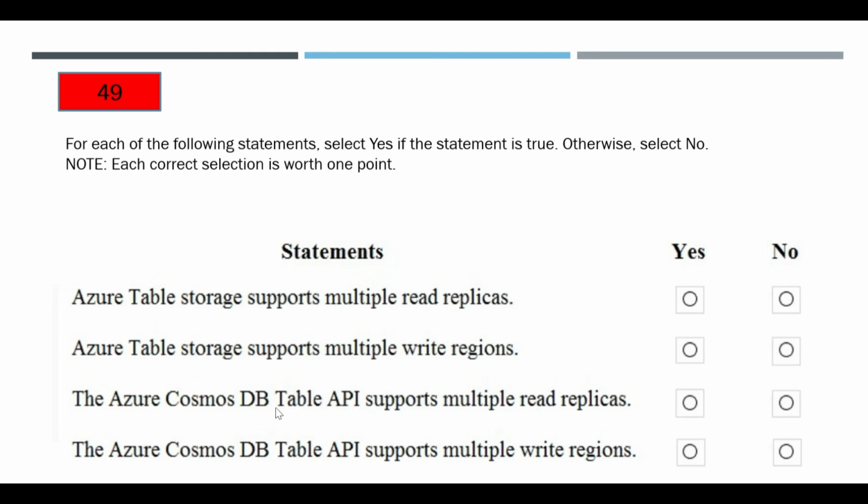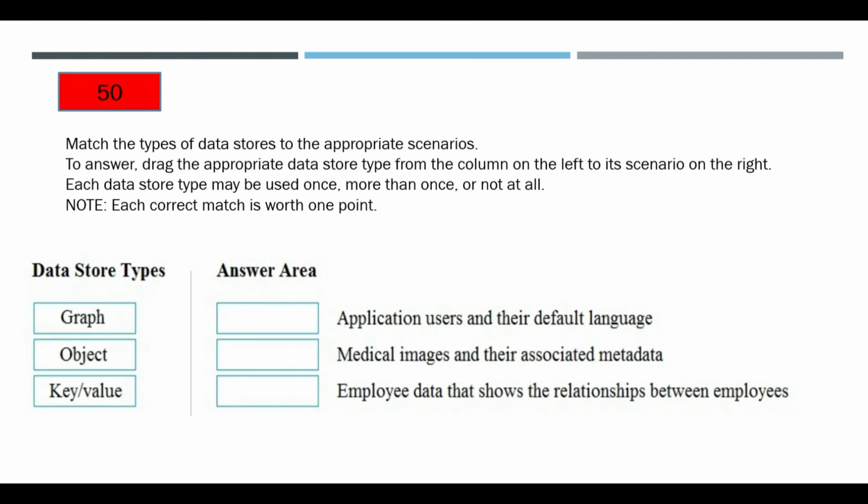Cosmos DB would support both read and write, okay, and it supports multiple write regions, but table storage doesn't support multiple write regions. It only supports multiple read replicas, but it does not support multiple write regions. So this is our answer. Let's move on. Again, this is a question which I got in my exam, exactly the same question.